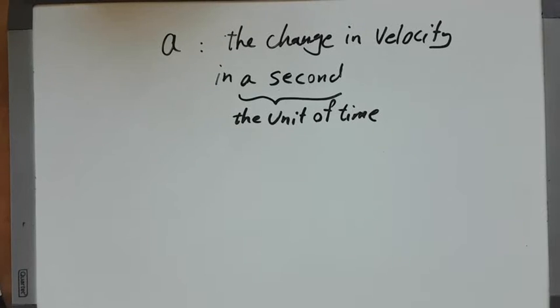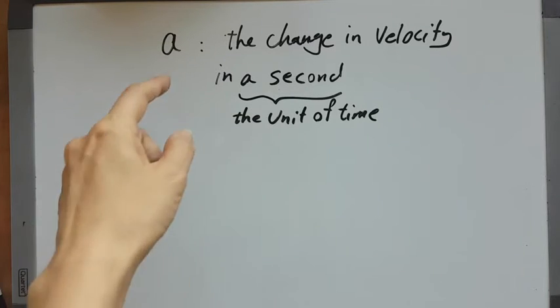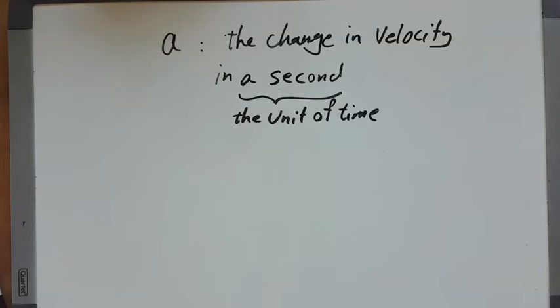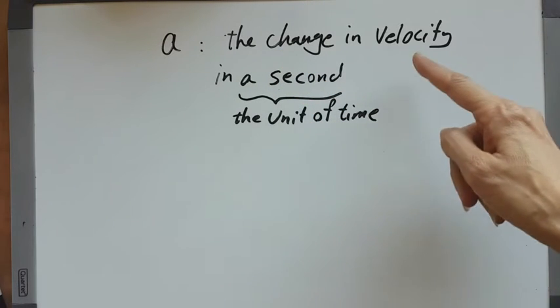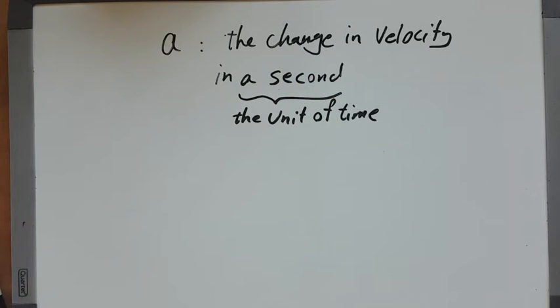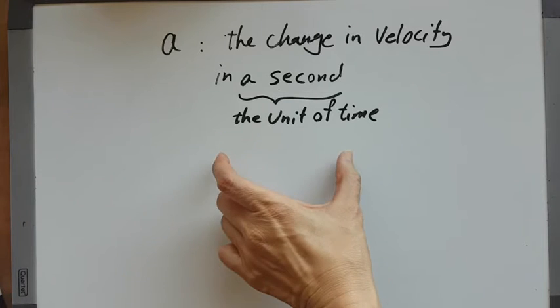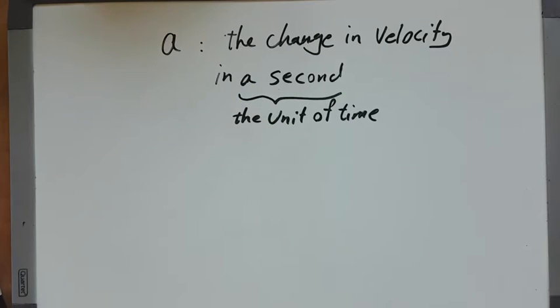Okay, as I have told you, a formula is a statement, nothing you should memorize. You understand the definition of acceleration and you can write the formula for it. Acceleration is the change in velocity in a second, which is the unit of time. A second is a unit of time. So let's write this formula.